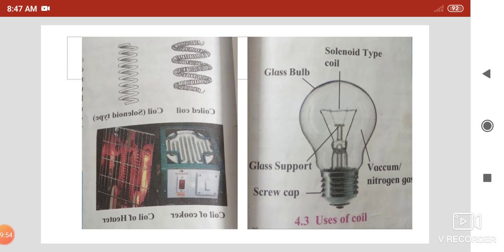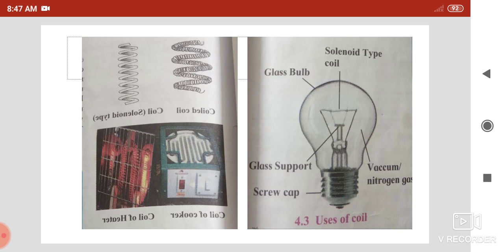So you can see the coil that is used in the electric heater. Also you can see it in the cooker, or even in the electric bulb. These coils have high resistance. Because of high resistance, they produce more and more heat, and because of that heat, sometimes you can see they glow.